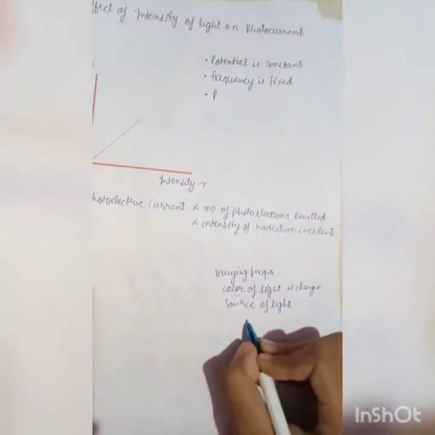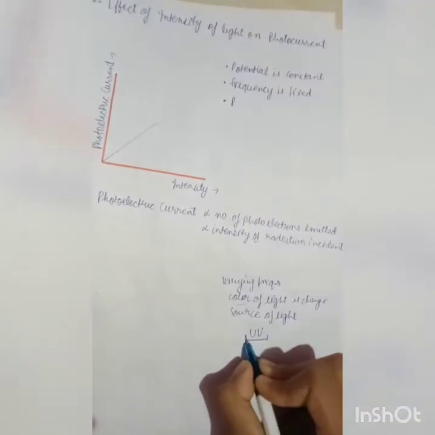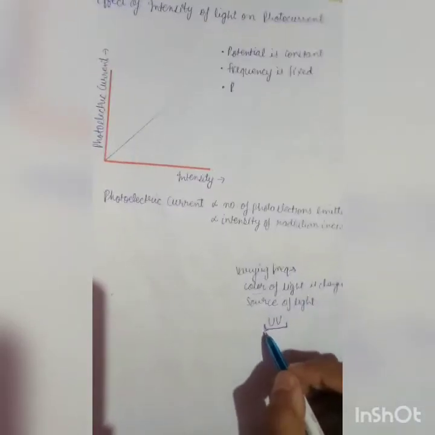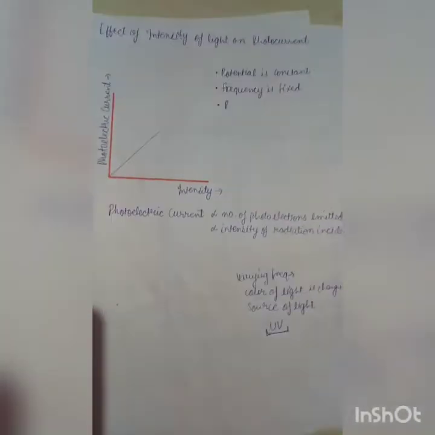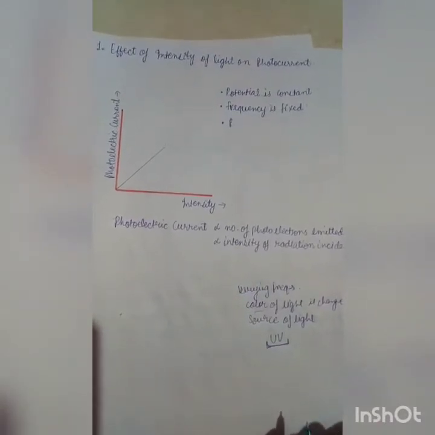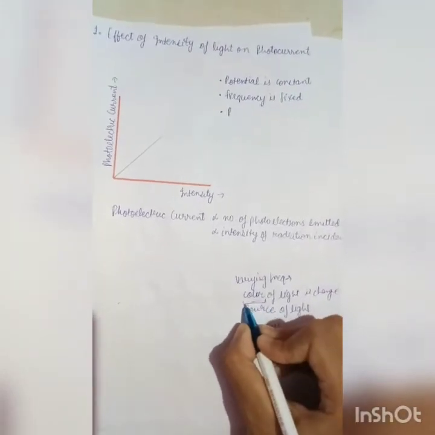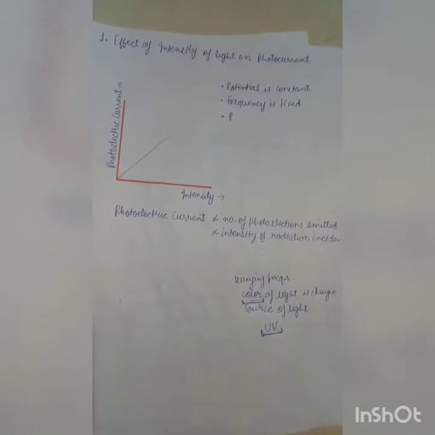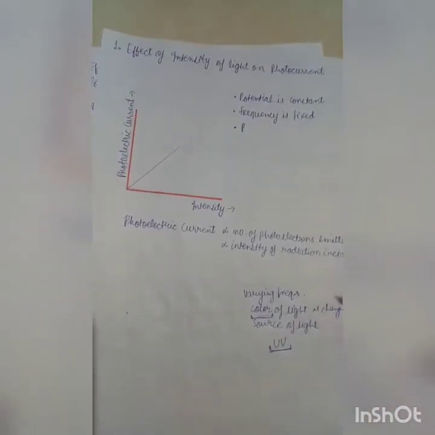Here we are talking about UV visible light because the photoelectric effect is most effective in this region only. Otherwise we can take any light in the microwave region or beyond that. We can use any source of light, but particularly here we are talking about the UV visible region. And if we talk about color, wavelength also comes into the picture. If we say that we are changing color, that means we are changing wavelength.